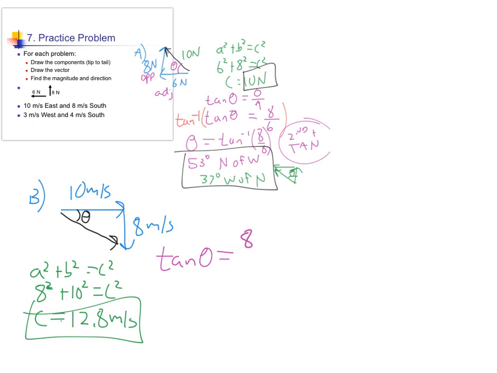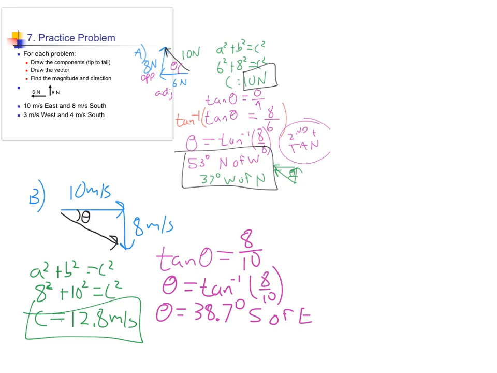So the tangent of theta is going to be 8 over 10, which means that theta is the inverse tangent, remember second tangent, of 8 over 10. And so I find that my angle here is going to be 38.7 degrees, and that's going to be south of east based on how I have it drawn.